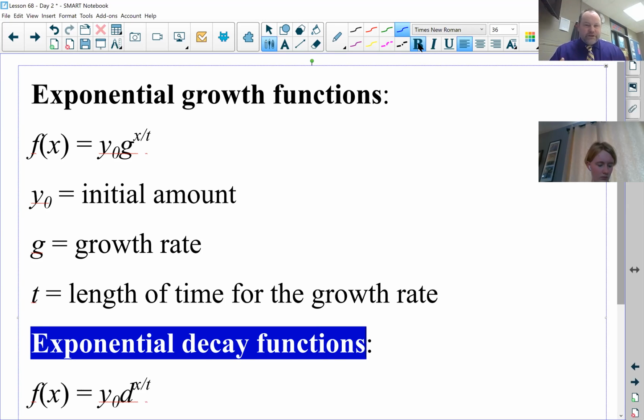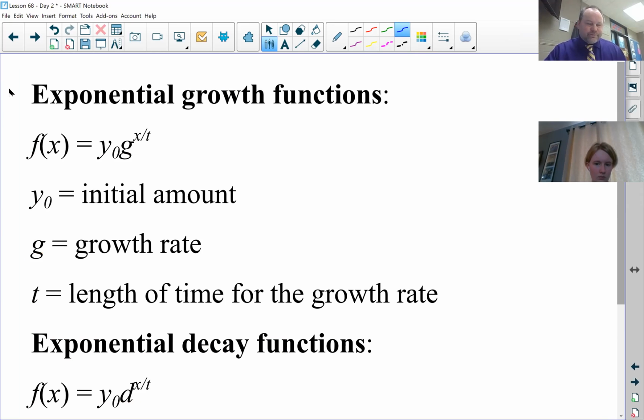For each type of exponential function, we'll have that function as some y sub 0 times g to the power of x divided by t, where y sub 0 is the amount we start with, whether it's a savings account or a population or a radioactive element, whatever. That y sub 0 is our initial amount.